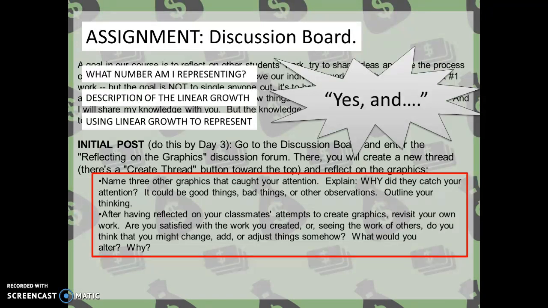Put your reflections in the week 2 discussion board, and hopefully we can generate a discussion about a good way to represent numbers, because guess what? We'll be doing more of these graphics as we move forward. So week number 2 discussion board, check it out.